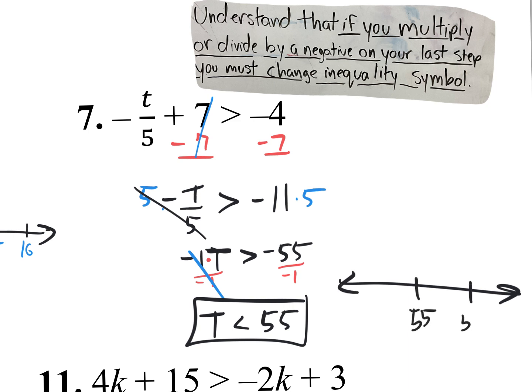You could put a bigger number on the right side, 56, a smaller number on the left side, 54. This is an open dot because it does not have a solid line underneath it. So that's going to be an open dot going to the left because that's a less than symbol. Anything on the left side is less than. Anything on the right side is greater than.